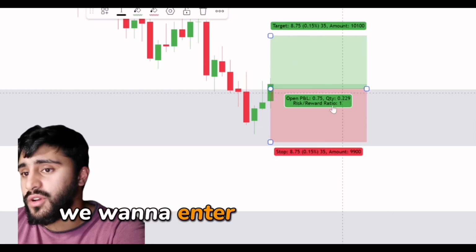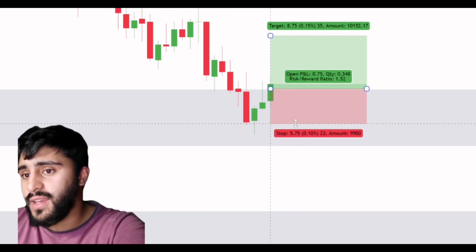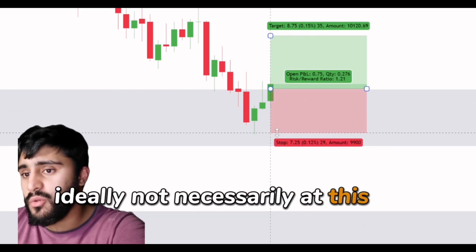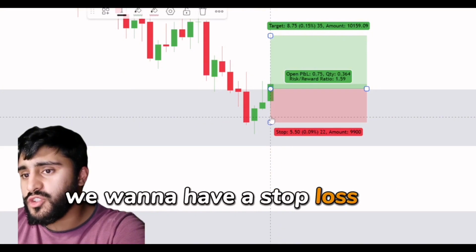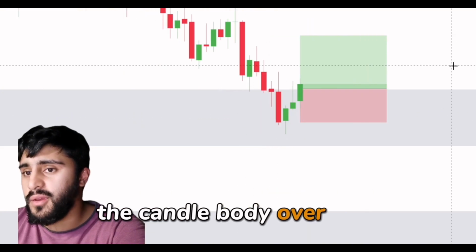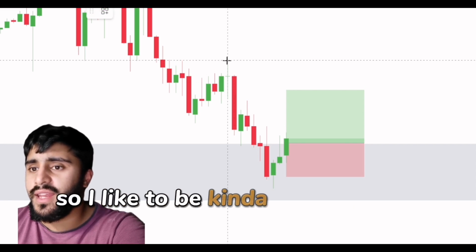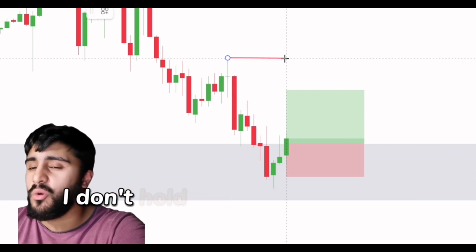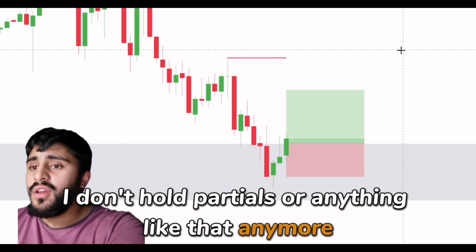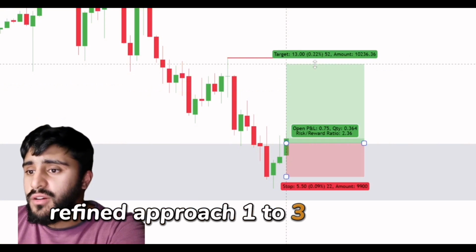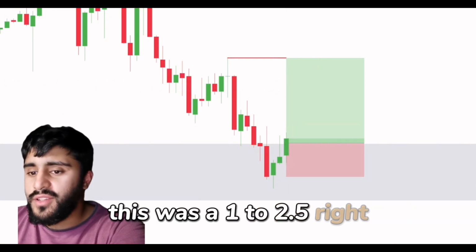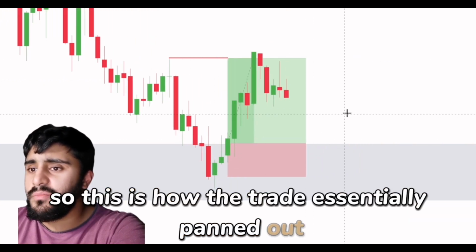So again, we want to enter long at the zone. We want to have a stop loss, ideally not necessarily at this low over here. We want to have a stop loss just below the candle body over here, and where we're looking to target is the most recent data low, right? So I like to be kind of in and out of my trades, full volume. I don't hold partials or anything like that anymore. Refined approach, 1 to 3 hour trade. This was a 1 to 2.5, right? So this is how the trade essentially panned out.